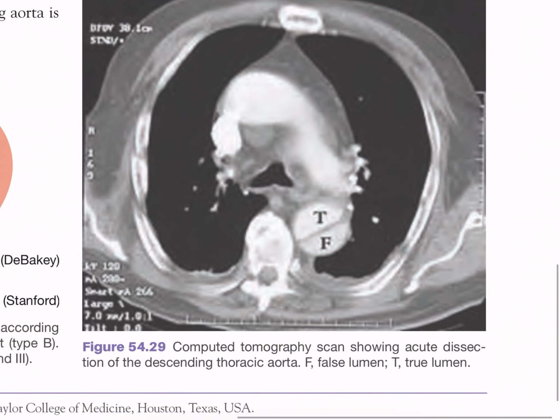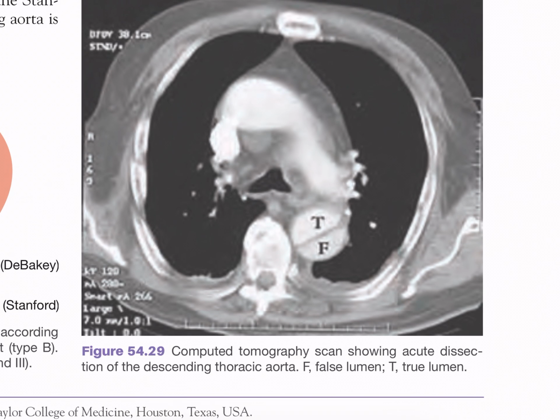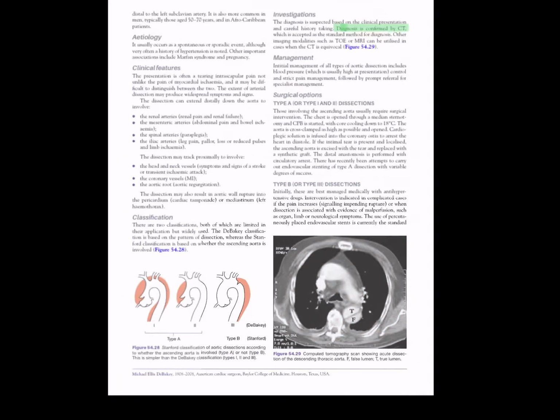We can see over here the computed tomography CT scan for the aortic dissection, and we can see the true lumen and the false lumen. So the dissection of the intimal layer is such that a single aortic lumen appears to be two lumens, where one is the true lumen and the other is the false lumen, created because of the dissection and the blood entering into the intima.